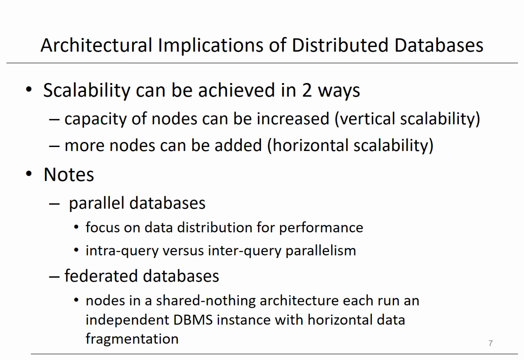Scalability can be achieved in two ways in a distributed database system. Either the capacity, such as CPU power or disk capacity, of individual nodes can be increased, which is called vertical scalability. Horizontal scalability is achieved by adding nodes to the system. Here, the challenge is to keep the coordination overhead over the respective nodes as low as possible.